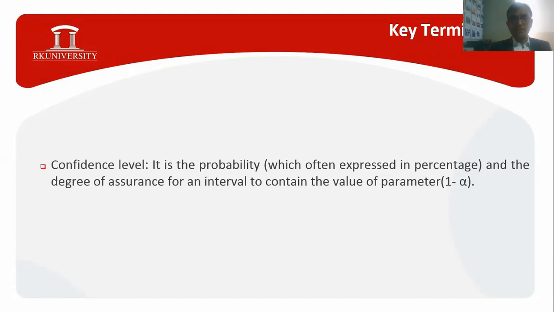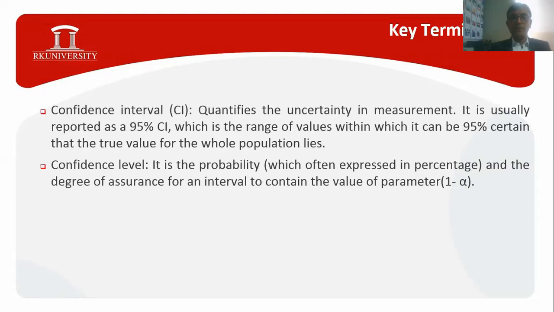That means a range within which we are a little bit more confident, or we assure, that the value of the population parameter will fall in between that particular range. So from that confidence level, we come across the term called confidence interval, which quantifies the uncertainty in measurements, right? It is usually reported, for example, as a 95% confidence interval, which means the range of values within which we can be 95% certain that the true value of the population parameter will lie, right? So with the help of confidence level, we can have a confidence interval.